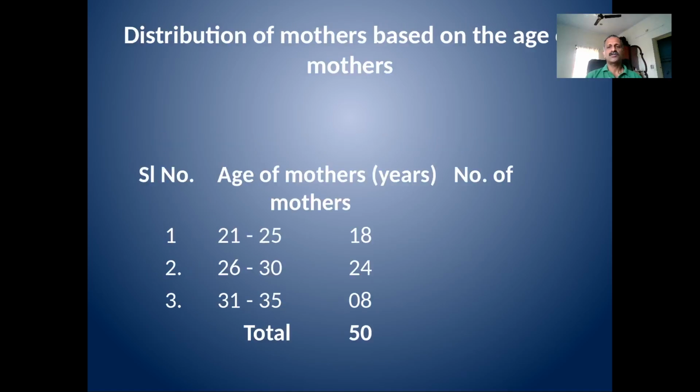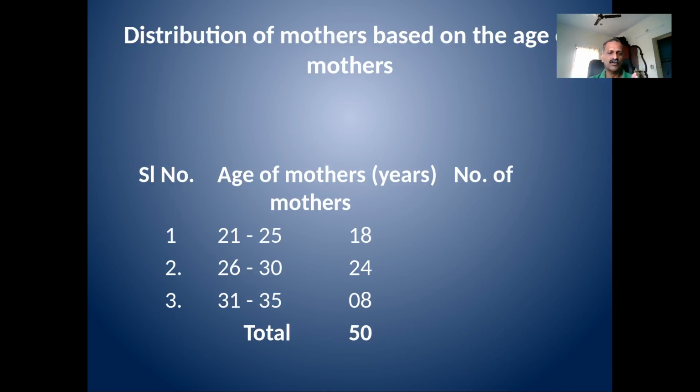So the distribution of mothers based on the age of the mother. This is the class interval. The age of the mother is grouped. How many mothers are there? Number of mothers. The age of mothers in years: 21 to 25, 26 to 30, 31 to 35. Now when we formulate the class interval, you should see that if it is 21 to 25, the next class interval should start only from 26. And the difference of the class intervals also should be equal.